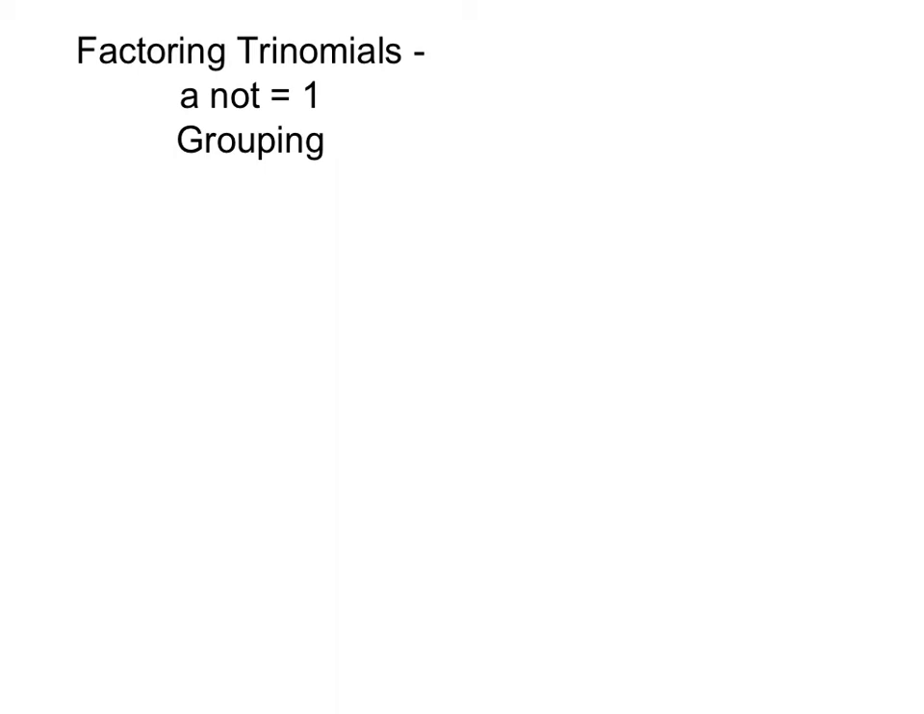Now, what I mean by grouping is we're going to be looking at two terms at a time and treating them like GCF problems. So if I had x squared minus 3x, I would be factoring this by finding the GCF. What do they have in common? The GCF of these is x, so when we factor that out, we have x minus 3.